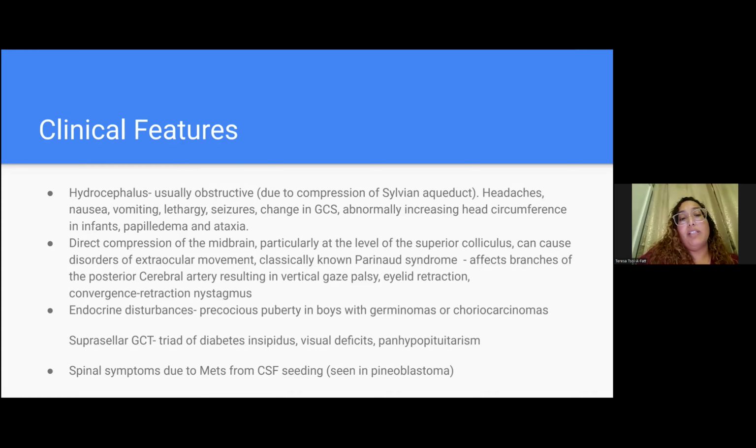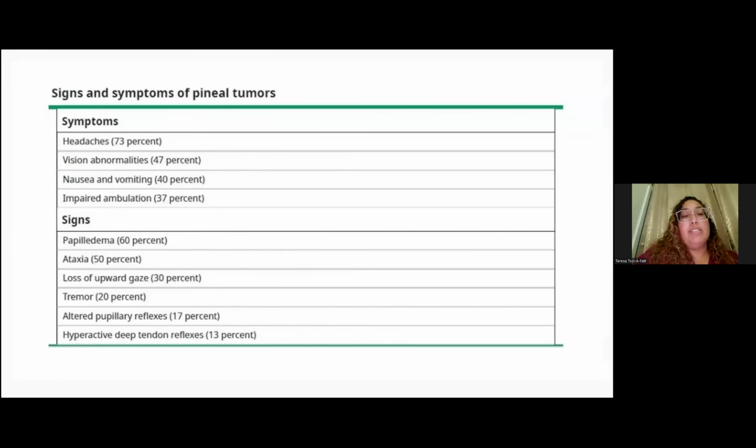Patients could also present with spinal symptoms, and this could be due to metastases or from CSF seeding, like things that would be seen in pineoblastomas. Now, this table just gives a summary of the signs and symptoms of the pineal tumors and the percentages.